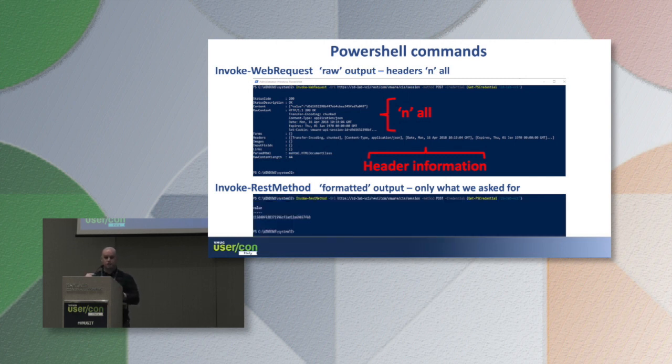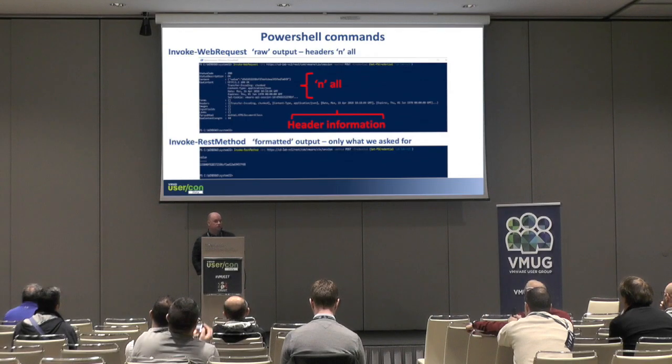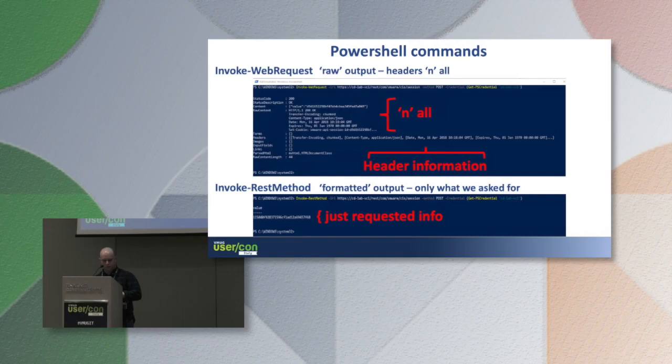If you use Invoke-RestMethod, it's effectively a JSON formatted output, only what we ask for. So if I run the same call above using Invoke-RestMethod rather than Invoke-WebRequest, all I'm going to get is my session key. That's all I'm going to get. Okay? Just the requested information, just like that.